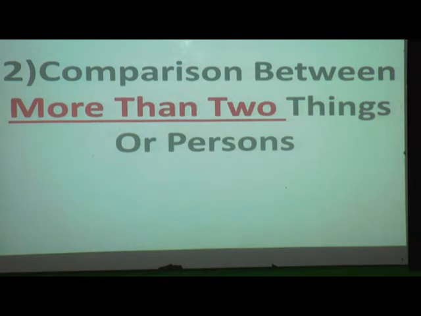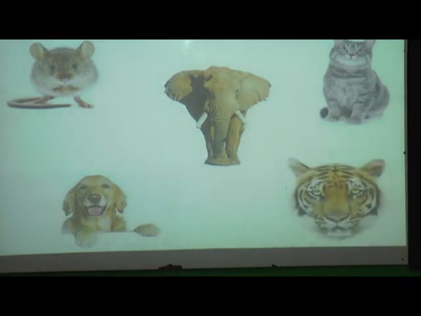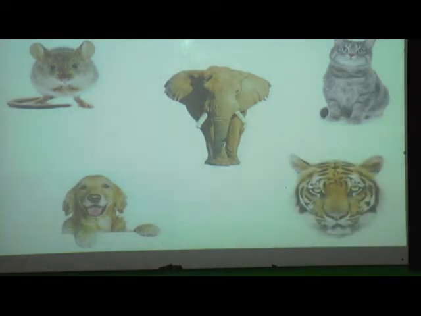comparison between more than two things or persons. So first we have finished. Now we will move on to the second, that is comparisons between more than two things or persons. Now we will see an example, students. What is this? Mouse, cat, elephant, dog and tiger. Now in all these animals, students, can you tell me which is the largest animal?